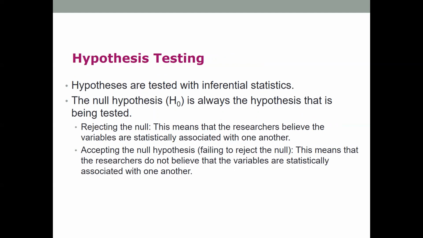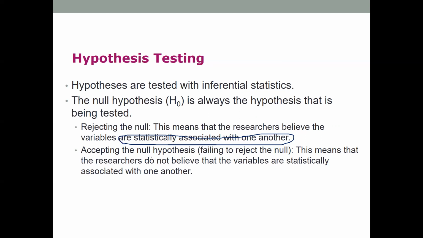Hypotheses are tested with inferential statistics. So the null hypothesis is always the hypothesis that we test. We're always testing the null hypothesis, and remember that is that there is no relationship. So if we reject the null, this means that the researchers believe that the variables are statistically associated with one another. Okay, so if we reject the null, we're rejecting the statement that there is no relationship. That means that we believe that there is a statistically associated relationship between the variables.